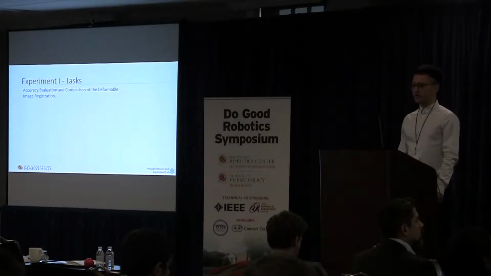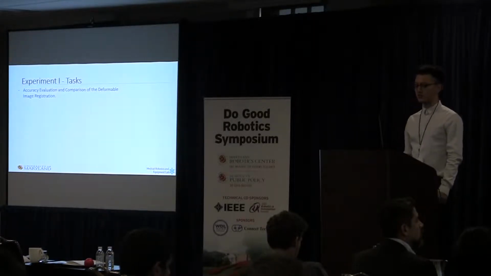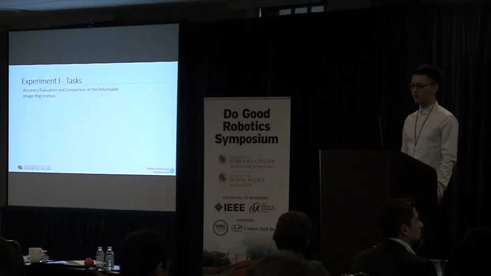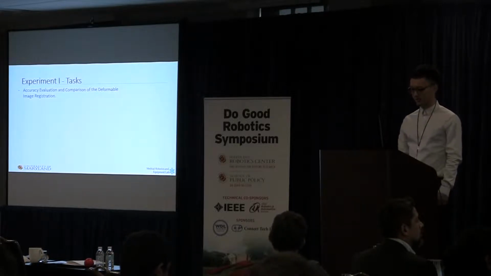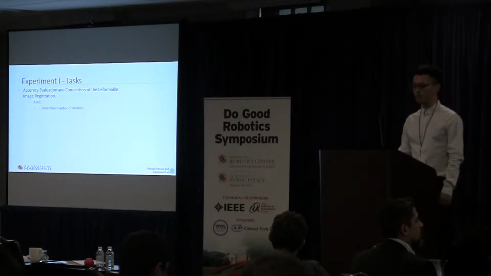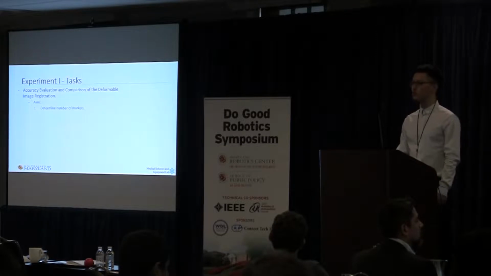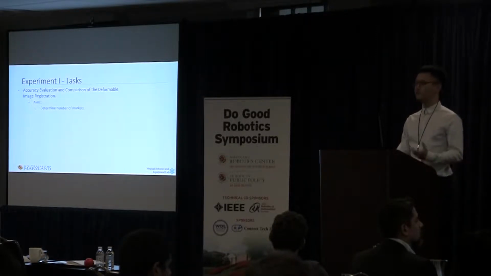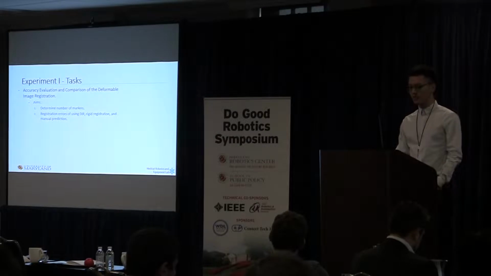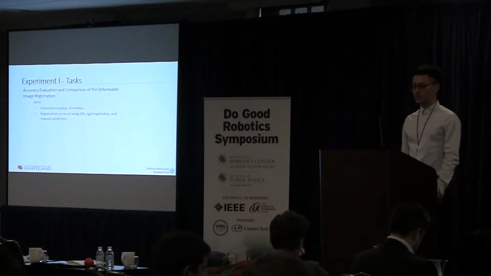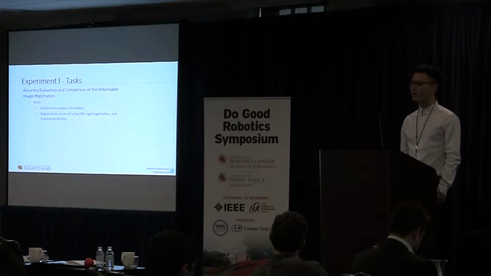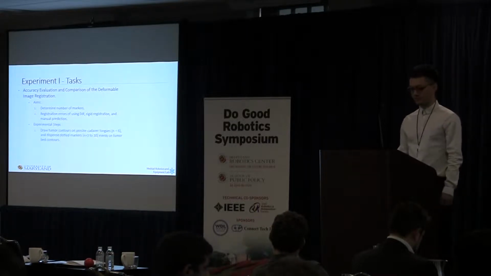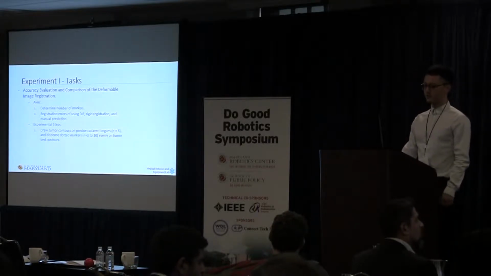We have two different experiments. The first one focuses on the accuracy evaluation and comparison of the registration method only. In M1, we want to determine the number of markers needed to predict the deformed tumor shape. And then in M2, we want to calculate the registration error of using different registration methods, deformable and rigid registration, and also the surgeon's manual prediction. The steps are listed below.